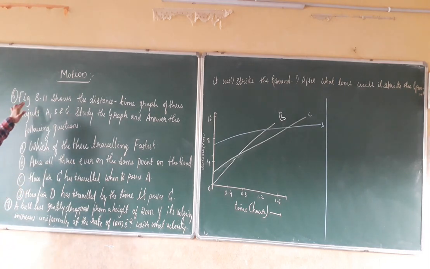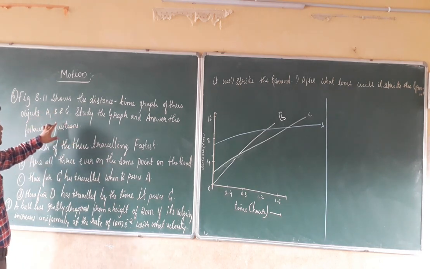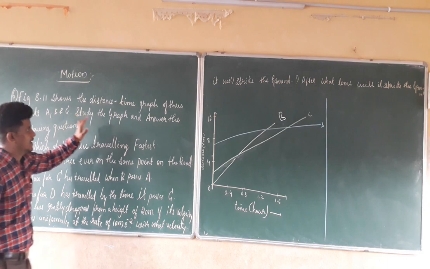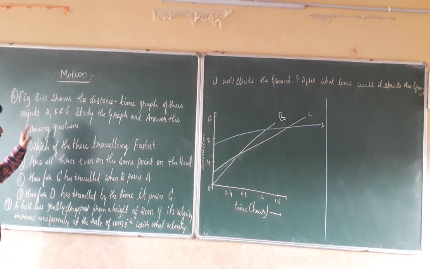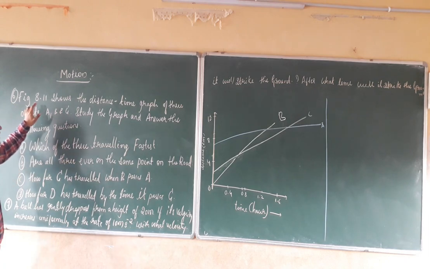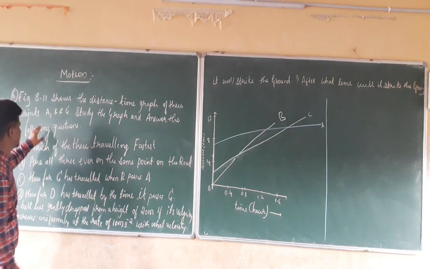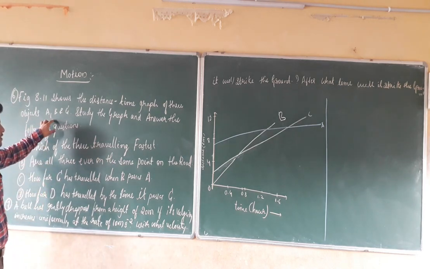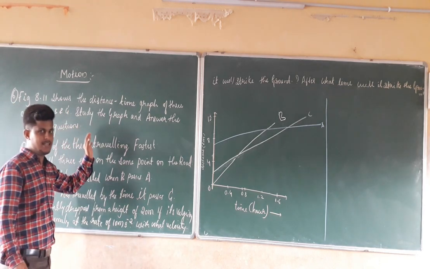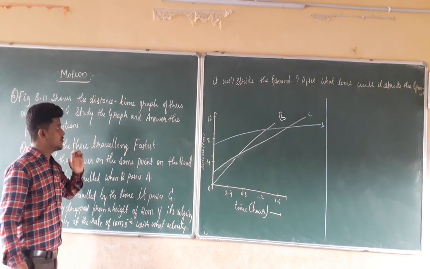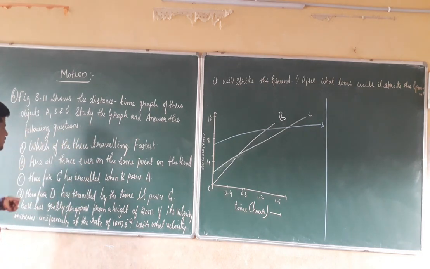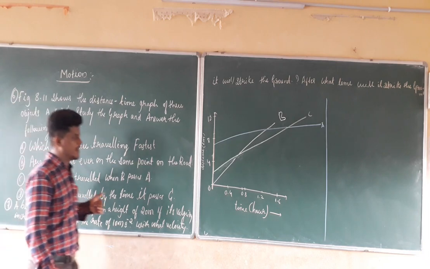Figure 8.11 shows the distance-time graph of the objects A, B and C. Study the graph and answer the following questions. In the problem statement, they say that figure 8.11 shows the distance-time graph of three objects, which are A, B and C. We have to study the graph and answer the following questions. So the graph is given like this.